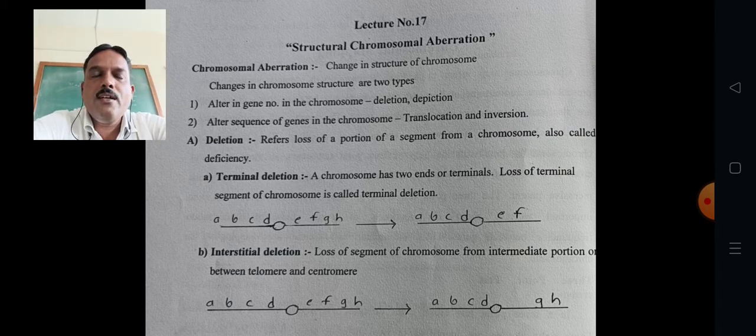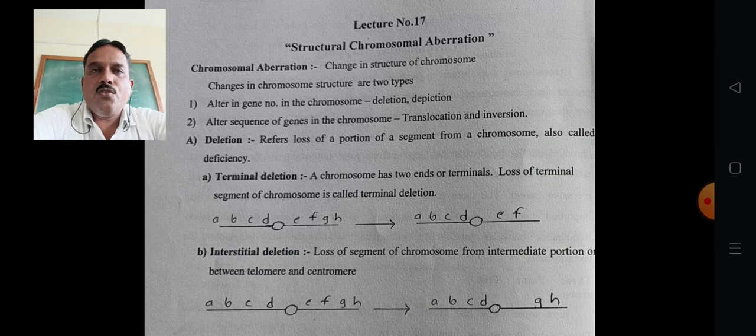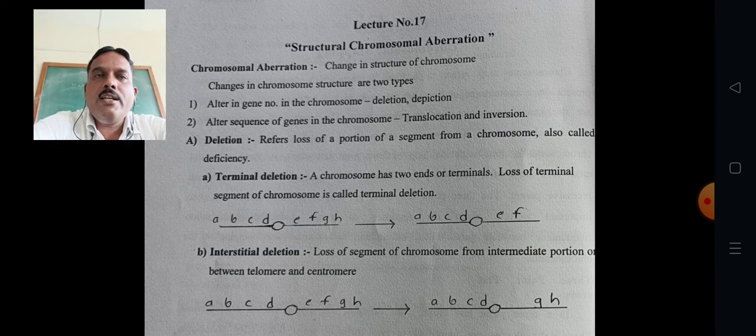Normally we can observe that the chromosome has two arms, and these two arms are attached to a middle portion called the centromere. We will study this in the second lecture, on the structure of chromosome. Two arms are present and they are attached to the centromere. The genes present on the chromosomes can change their positions or alter their number. So for terminal deletion, we can observe the figure.